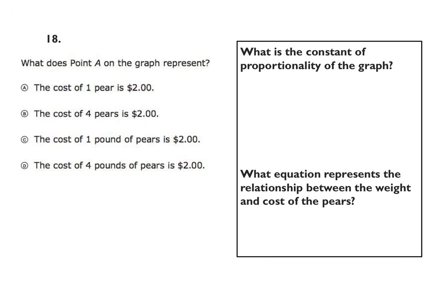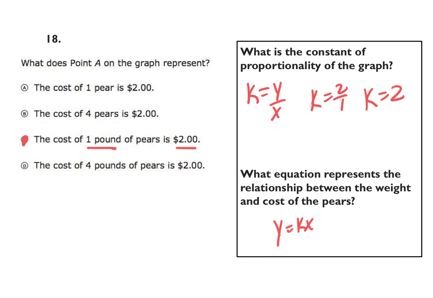So I'm going to mark my answers over here. So C, the cost of 1 pound of pears is $2. And then for my K, Y over X, K equals 2 over 1, so K equals 2. What equation represents the relationship between the weight and the cost of the pears? Y equals KX. I'm going to take the K and replace it with the 2, so Y equals 2X.